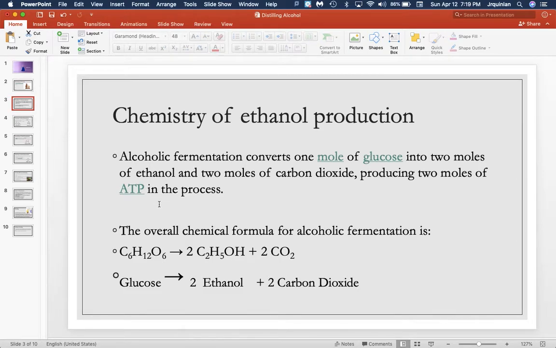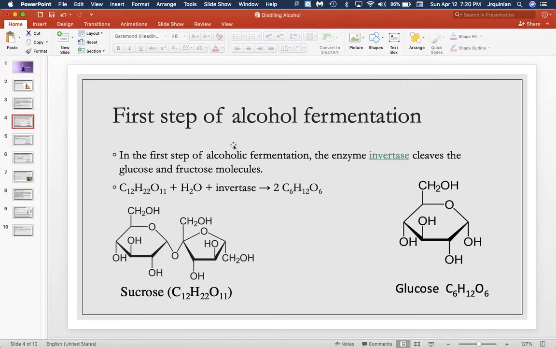So the chemical equations below summarize the fermentation of sucrose into ethanol. As you can see, alcoholic fermentation converts 1 mole of glucose into 2 moles of ethanol and 2 moles of carbon dioxide, producing 2 moles of ATP in the process. And here's the chemical formula right there. So in the first step of fermentation, the enzyme invertase cleaves the glucose and the fructose molecules. In this case, we've got sucrose here to create glucose.